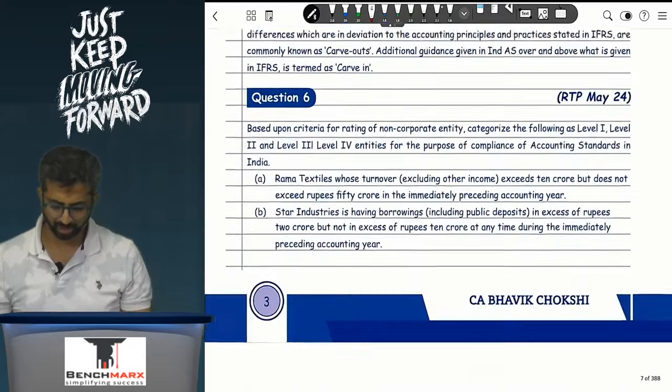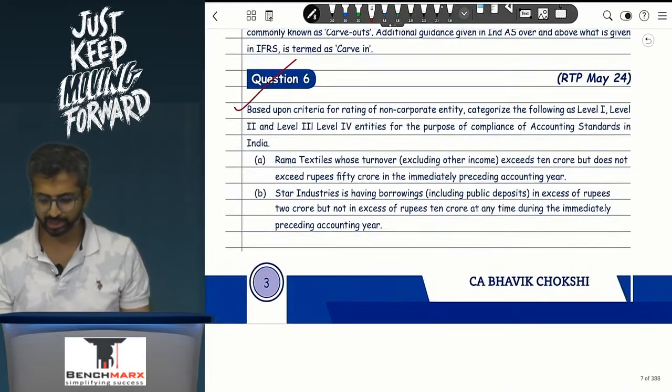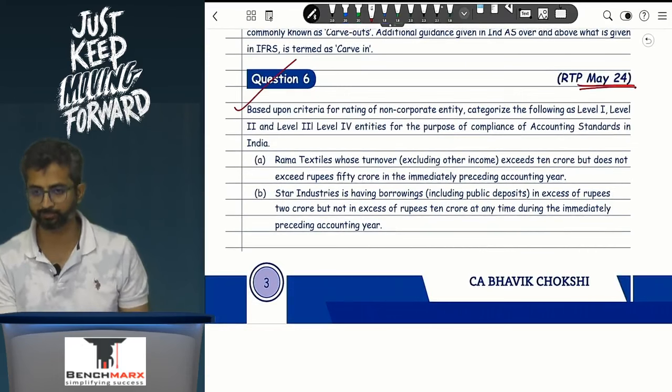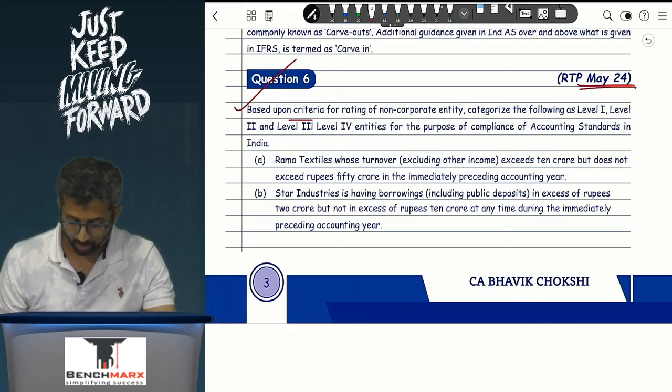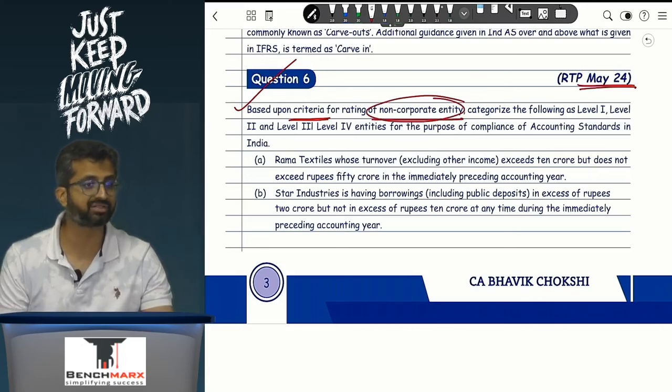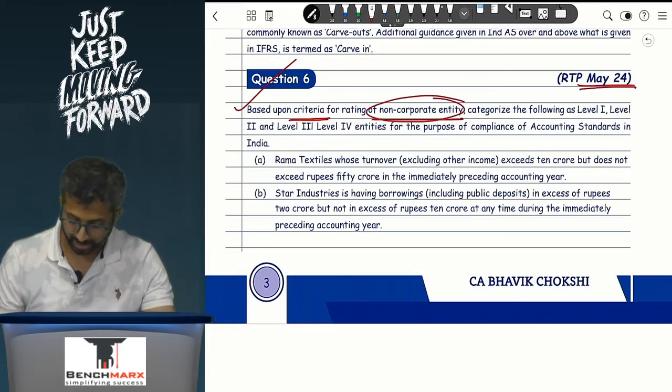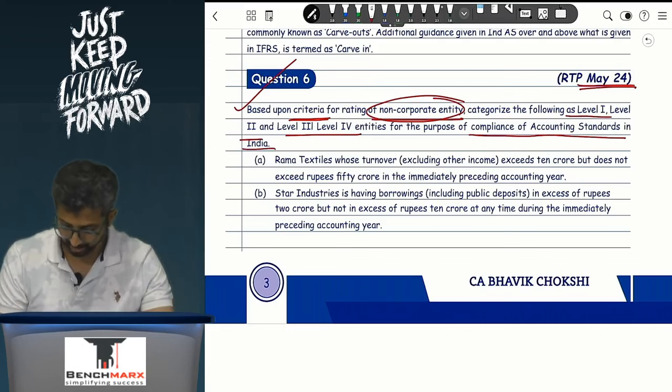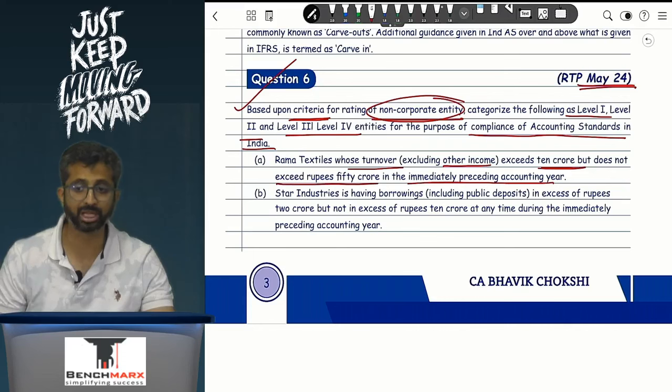Question 5 we will do later. Go to question number 6. It's a recent May 24 RTP question. Based upon the criteria for rating non-corporate entities. Finally, you have non-corporate; every other sum we did was for corporate entities. Categorize the following as level 1, 2, 3 or 4 for the purpose of compliance of accounting standards in India. First, Rama Textiles, whose turnover excluding other income exceeds 10 crores but does not exceed 50 crores in the immediately preceding accounting year. Tell me, which level is this?